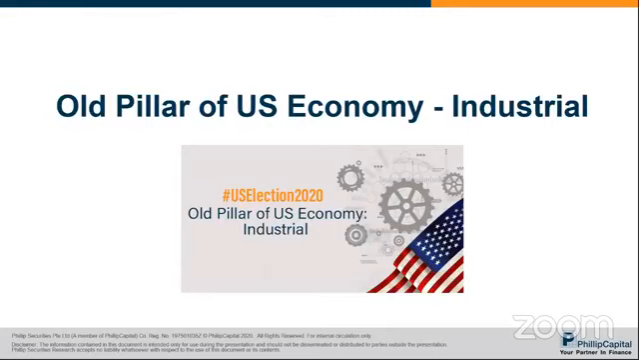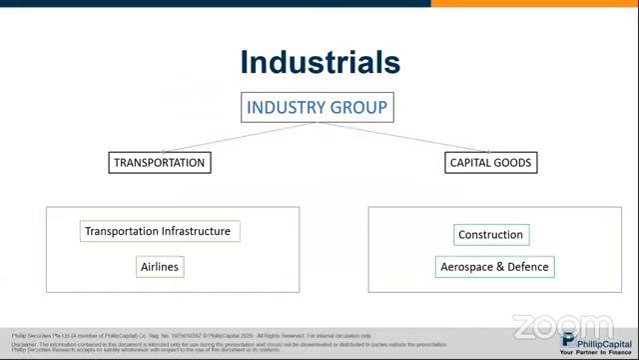Next up is the industrial-related policies itself. As the industrial covers a wide range of subsectors, we will only focus on certain sectors today. So in the transportation sector, we will touch on transportation infrastructure and airlines. And from the capital goods, we will focus on construction and aerospace and defense itself.